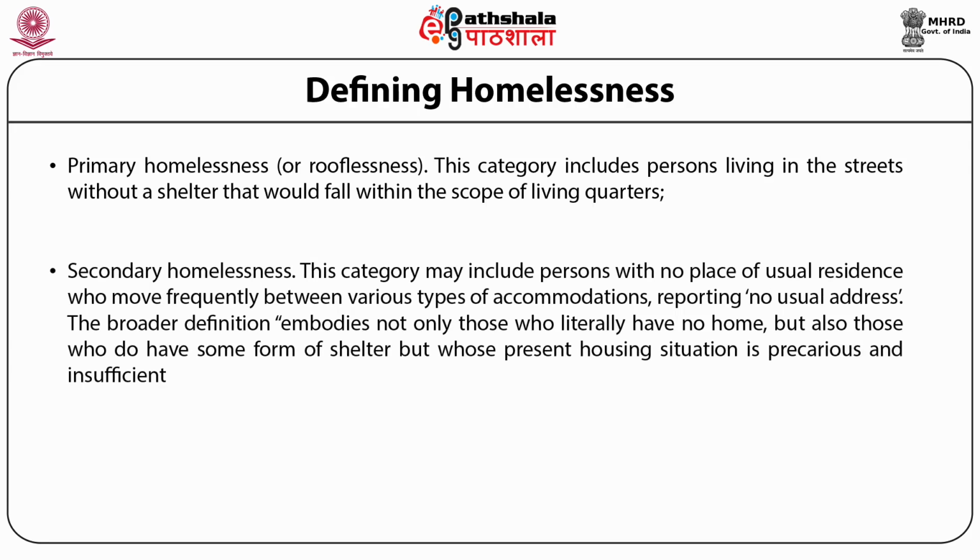Secondly, the secondary homelessness. This category may include persons with no place of usual residence who move frequently between various types of accommodations, including dwellings, shelters, and institutions for the homeless or other living quarters. This category includes persons living in private dwellings but reporting no usual address on their census form. The broader definition embodies not only those who literally have no home but also those who do have some form of shelter but whose present housing situation is precarious and insufficient.